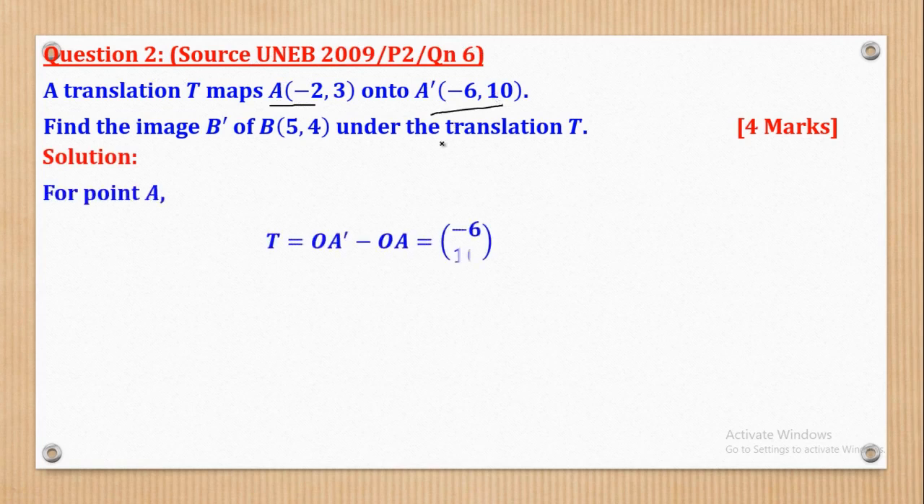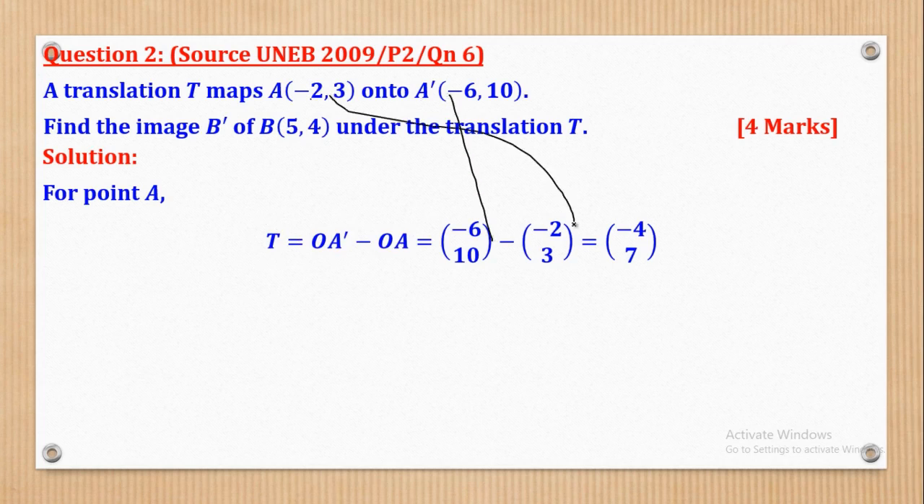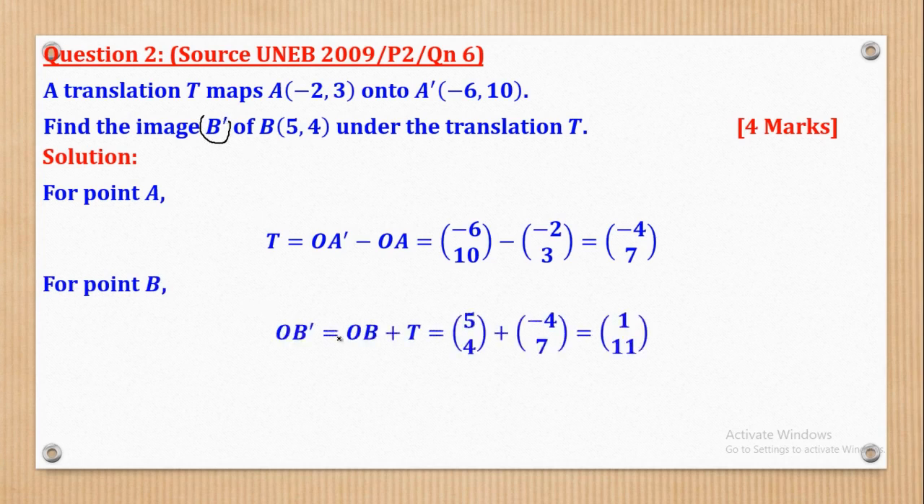The good thing, we know the relationship that image is equal to object plus translation. Therefore when I make translation the subject, it will be image minus object. So this image here minus this object here will give you (-4, 7), and that will be the translation. Therefore now to get the image of B, I'll remember that image is equal to object plus translation. I've got the translation here and I have the object there. Therefore when I add the two, I'll come up with this as the position of B. Therefore in coordinate form it will be (1, 11).